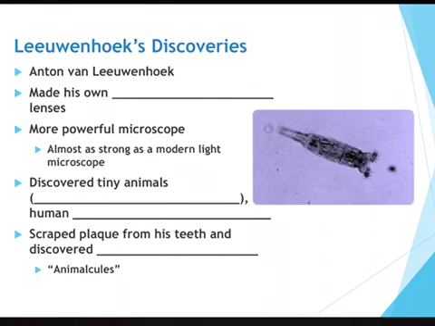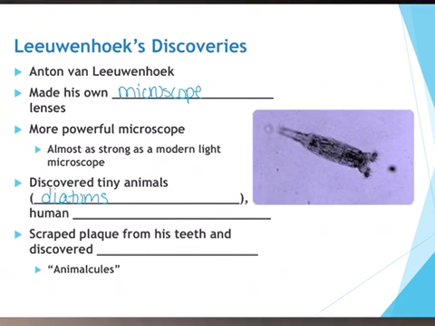Moving on through time, then we have Anton van Leeuwenhoek. He made his own microscope lenses. And so this allowed him to create a stronger, more powerful microscope. And they were almost as strong and powerful as our modern microscopes today. And he discovered tiny animals in pond water that we now know are called diatoms. And the diatoms he found were swimming in the water from a pond that he collected a sample from. And here's an example of a diatom.